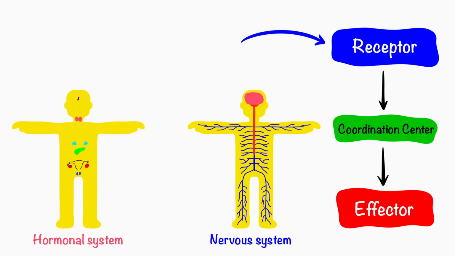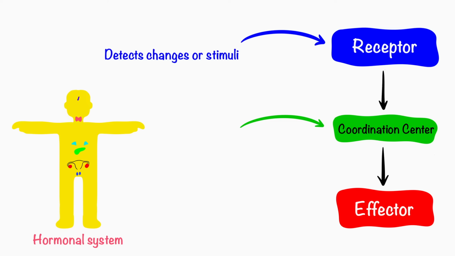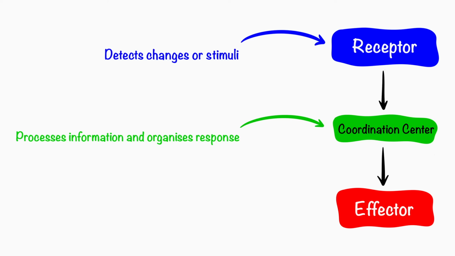The first component is the receptor. Receptors detect stimuli. They monitor levels of substances or conditions in your body. The second component is the coordination center. This receives and processes the information from the receptors, then organizes a response. The third component is the effector. Effectors produce a response that counteracts any change and helps restore the optimum level.